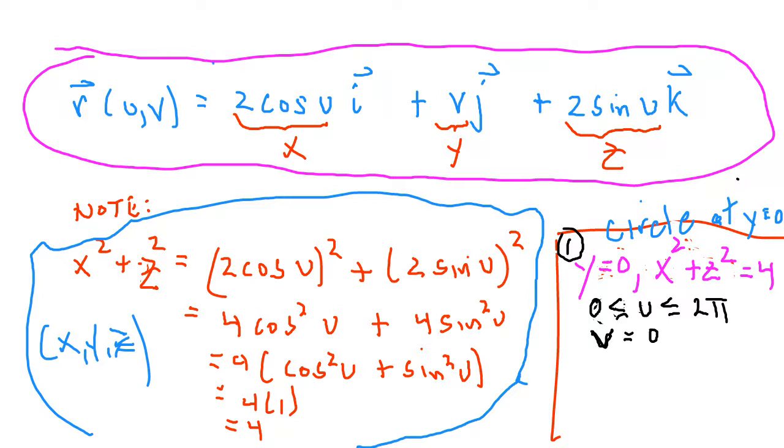And it is on our space curve because to trace that circle out, you can go from 0 to 2 pi for u, that's allowed. And then if we're demanding that y equals 0, then v has to equal 0.